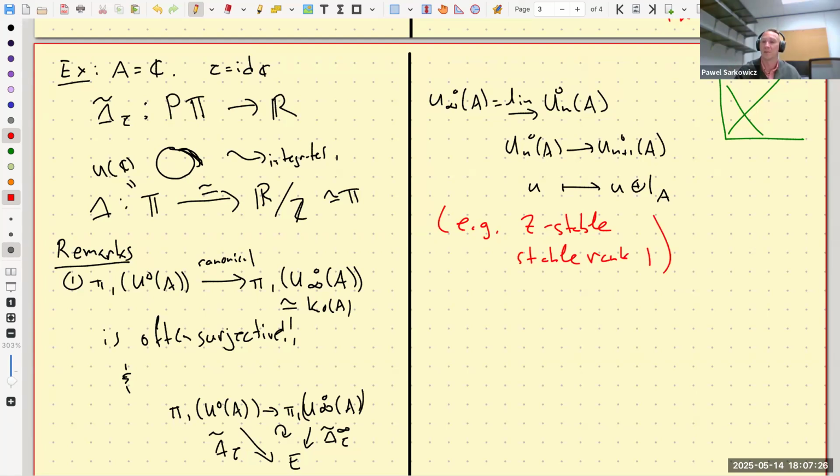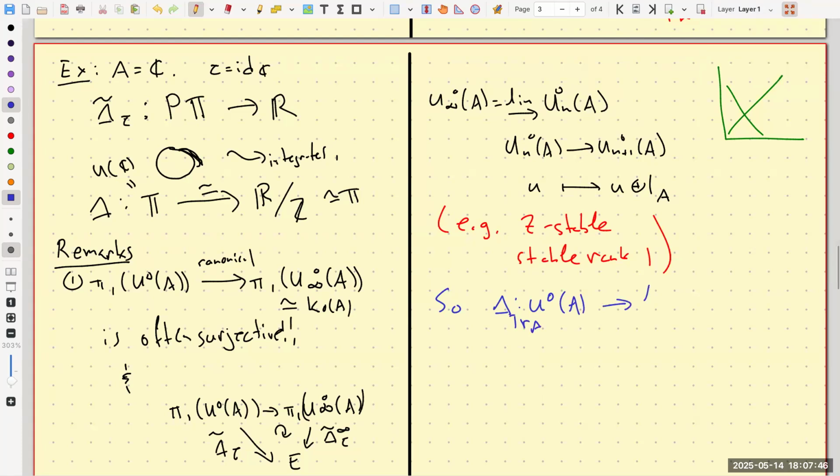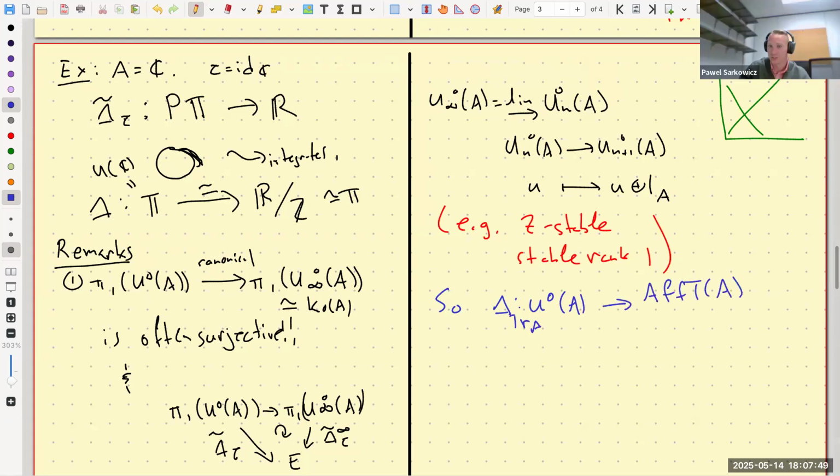And stable rank 1, so for example, the continuous functions on the unit circle, you get this surjective map with K-naught. And the point is, if we take T(A), the universal trace, and we look at affine functions on the trace simplex, I'm going to write rho A of K-naught of A, where rho A is the pairing map. So this will agree.